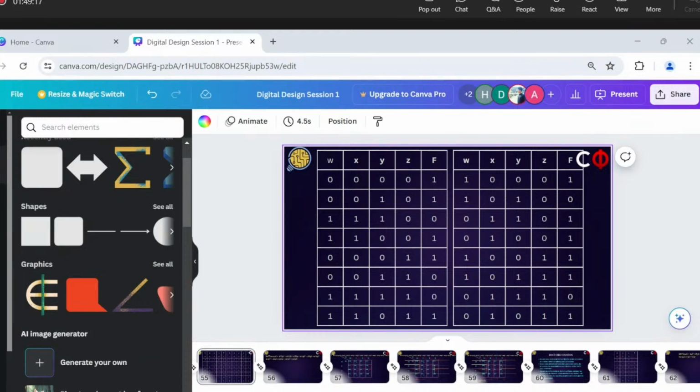Or let's go with the second term then. What do you think the second term is going to correspond to? W0, X0, Y1, and Z0. What do you think this stands for? Yeah, that's right, W prime, X prime, Y, Z prime. That's correct. What do you think the second term is going to be? Come on, guys, put your answers in the Q&A section.